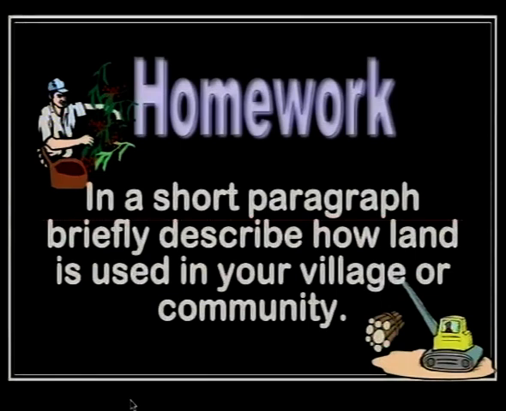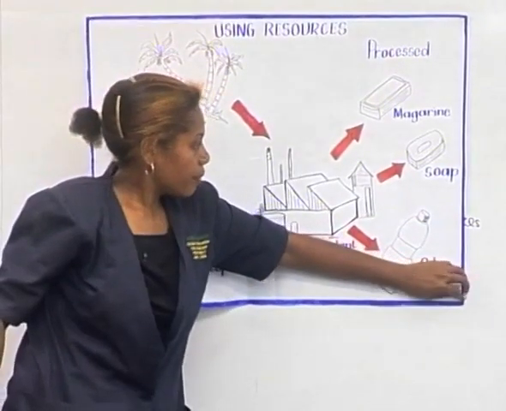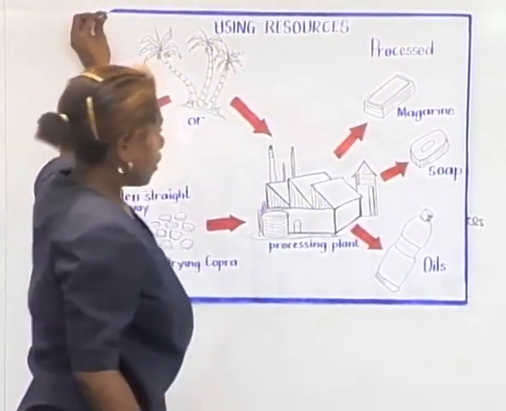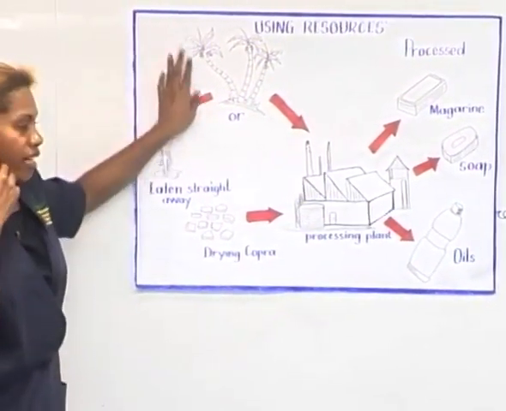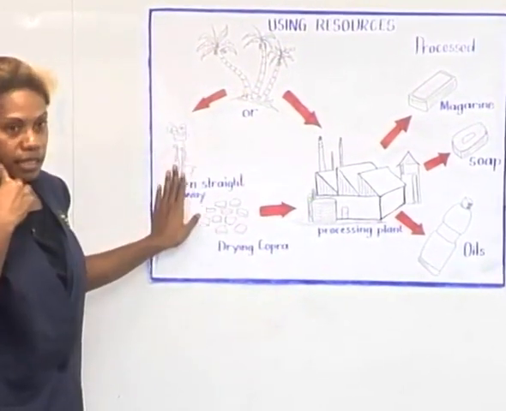All right, have you finished? Okay, wait. Okay, I'd like everyone to look up here, please, class. I forgot to explain this. Using our resources. We give an example of a coconut.